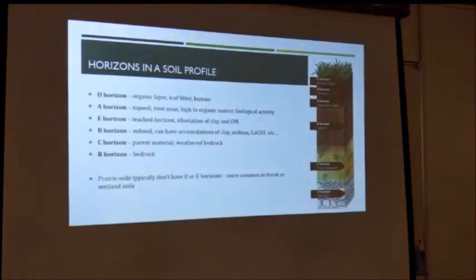We go into how to identify a soil, and our main way to do that is with horizons. Our O horizon is typically at the top. It's an organic layer. It can be leaf litter, humus. Usually we'll see that more in like a forest situation or wetland soil. Our prairie soils typically don't have O horizons.